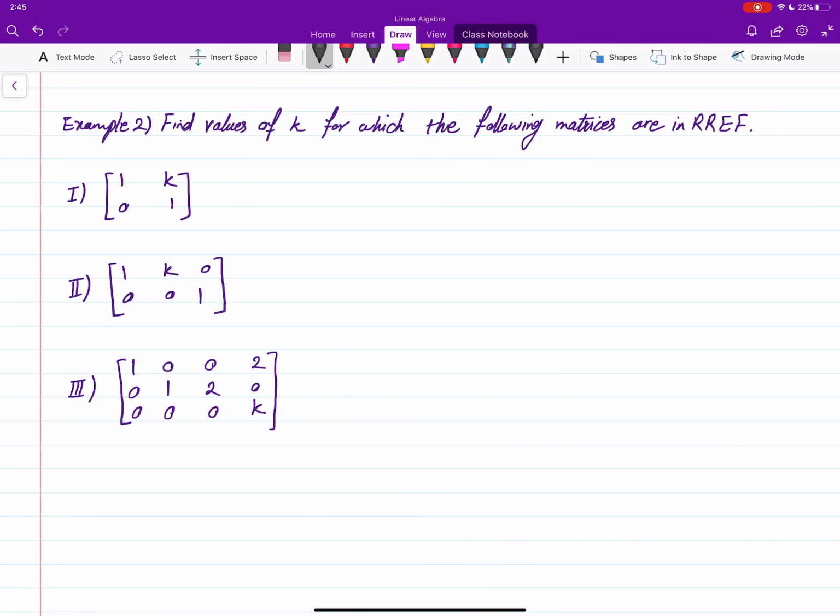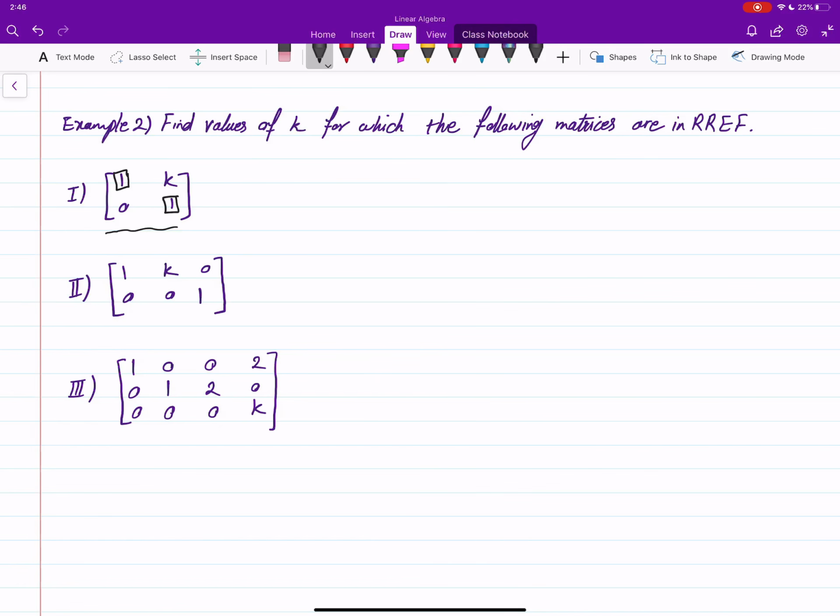Find the values of k for which the following matrices are in row reduced echelon form. Okay, so let's check all the conditions. First of all, do we have 0 rows? I'm talking about the first example. No, each row has some non-zero entry. That's good. How about the leading one? Yes, the first non-zero entry of each non-zero row is 1.